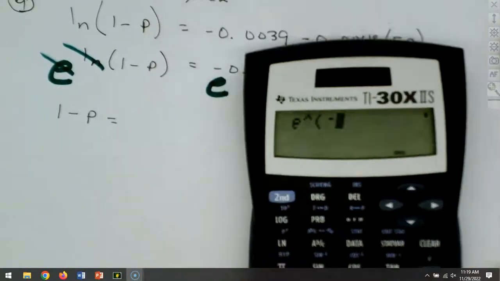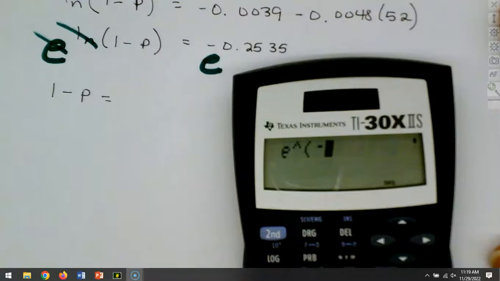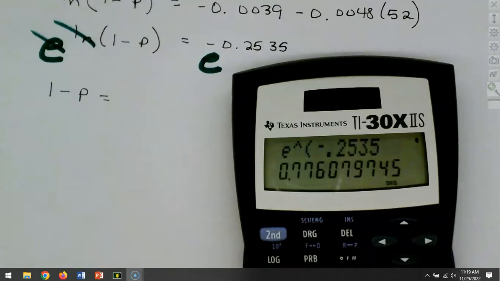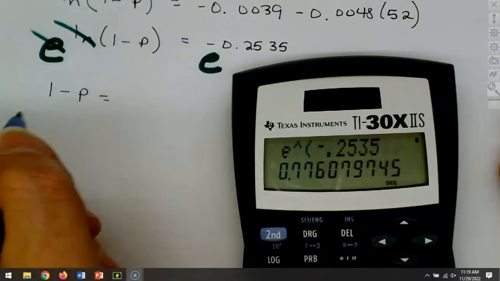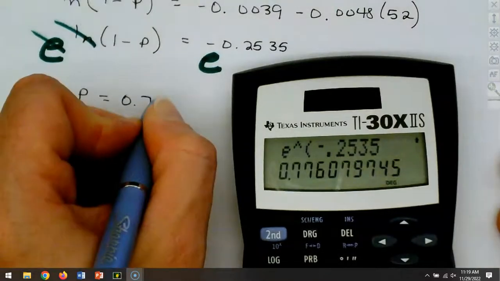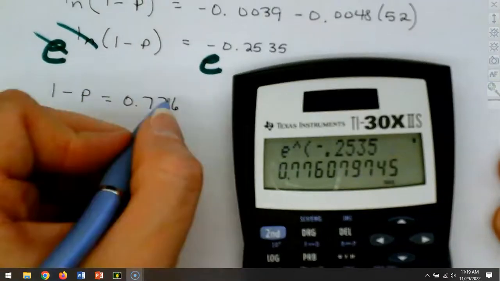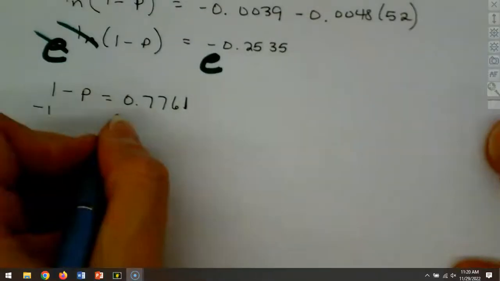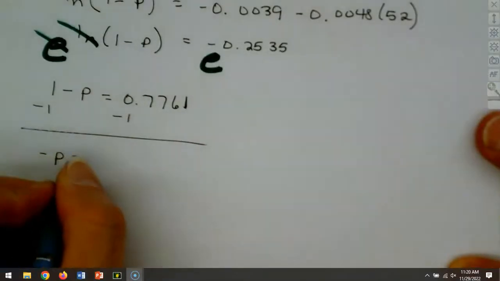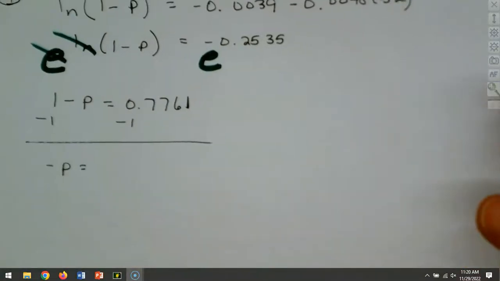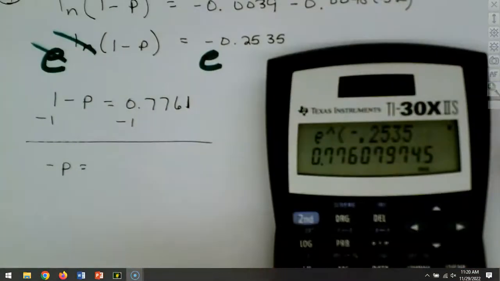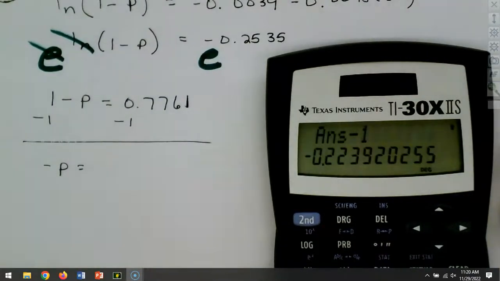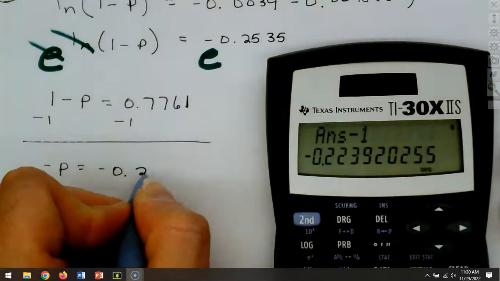And what number do we type in? Type in our decimal here, 0.2535. And then we hit enter. And that gives us that. So that is 0.776 if we round, close enough. Move the 1 over. And 1 minus p now equals, let's take 1 from that. And yep, it's going to be negative, so that's going to be a minus 0.22.